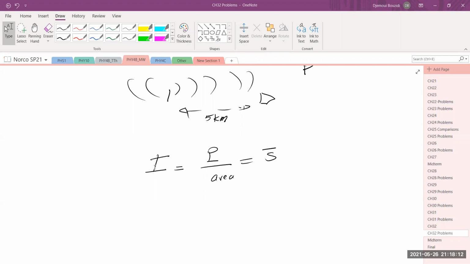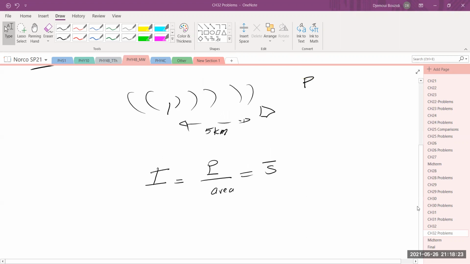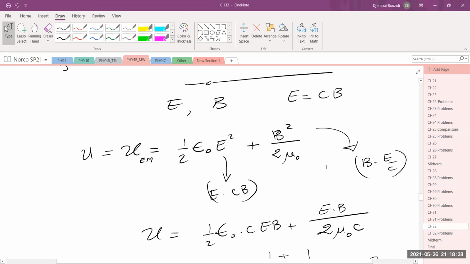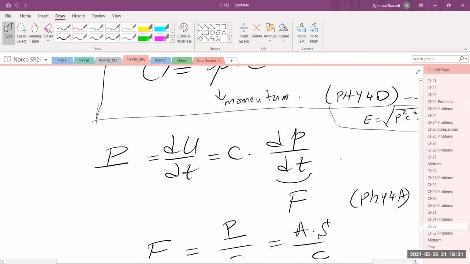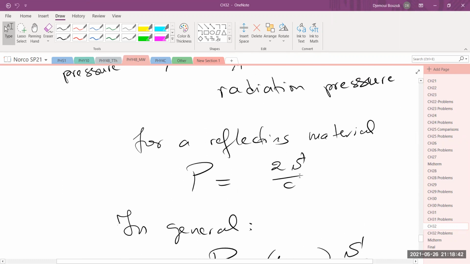Anyway, once you find the intensity, then you can find the pressure at this point. Remember what we found: this is a totally reflecting surface. Let me go back to the notes from the lecture when we found the pressure. For an absorbing material, the pressure P is S over C. But for a totally reflecting material, it's 2S over C. Since this is a reflecting material, we're going to use 2S over C, but we don't have S, so we have the I, which is the same thing.